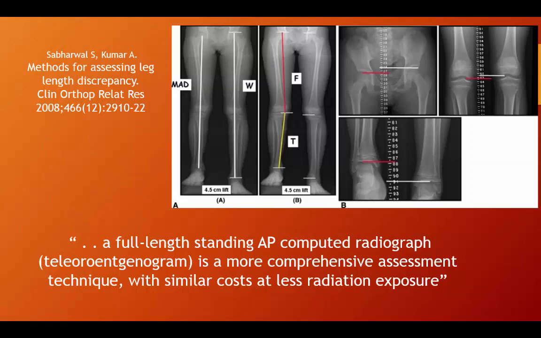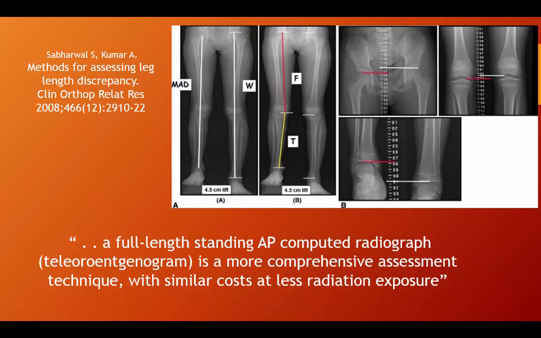In this study, Methods for Assessing Leg Length Discrepancy, published in 2008 in Clinical Orthopaedics and Related Research, they conclude, quote, a full-length standing A to P computed radiograph is a more comprehensive assessment technique with similar costs at less radiation exposure, unquote. So what about the detection of LLD on clinical exam without X-ray?